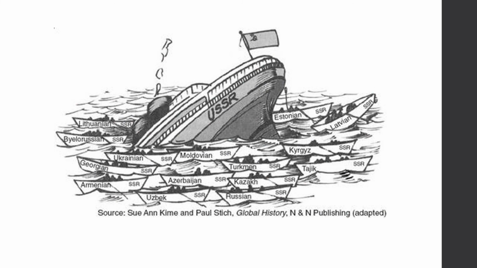Here's one of my little favorite political cartoons of the Soviet Union. Eventually, the Soviet Union falls apart, and I think it forms about 14 different countries that now exist today from the remnants of the Soviet Union. The largest country is Russia, but you can see there's a whole bunch of other smaller countries in Eastern Europe and also in Asia that formed as a result of the Soviet Union collapsing.